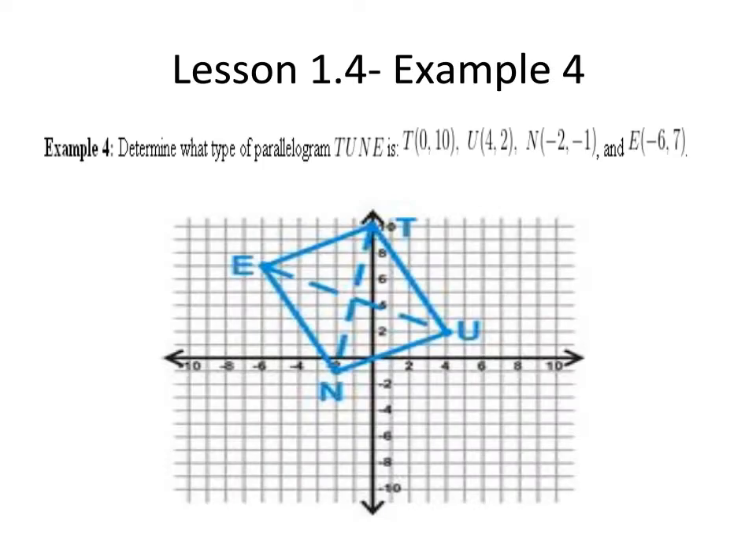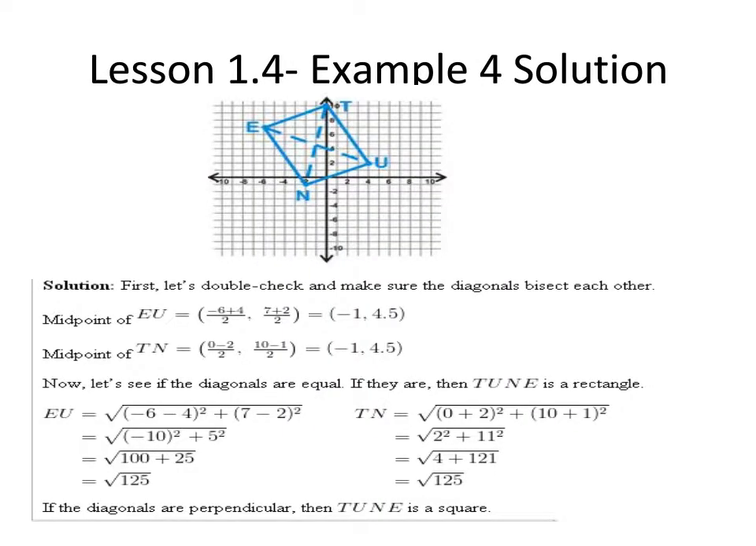Example 4. Determine what type of parallelogram TUNE is: T(0, 10), U(4, 2), N(-2, -1), E(-6, 7). First we need to check to make sure the diagonals bisect each other according to the midpoint formula. We find that the midpoint of diagonal segment EU equals (-1, 4.5) and the midpoint of diagonal segment TN equals (-1, 4.5). Since the midpoints of segment EU and segment TN are equal at (-1, 4.5), we know that the diagonals bisect each other and that TUNE is in fact a parallelogram.